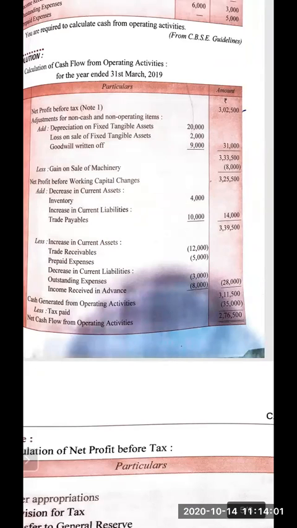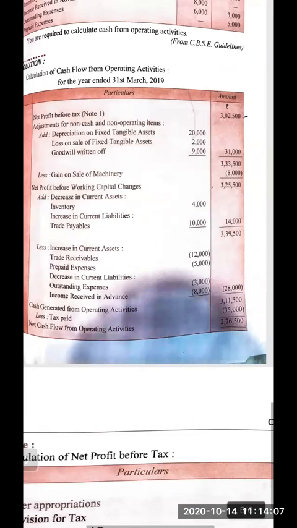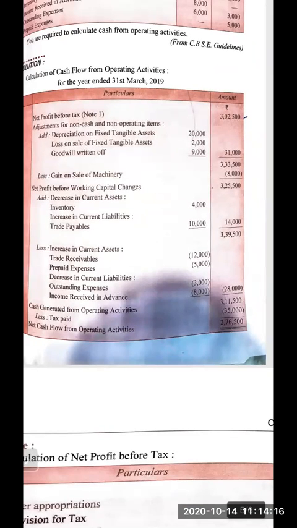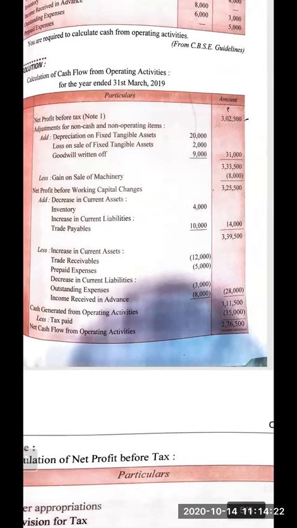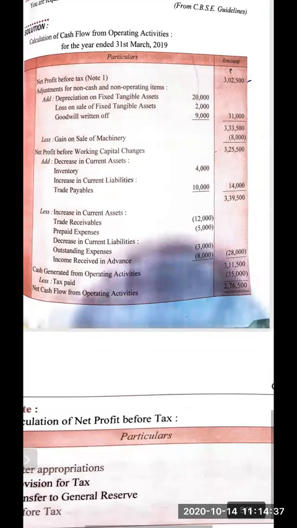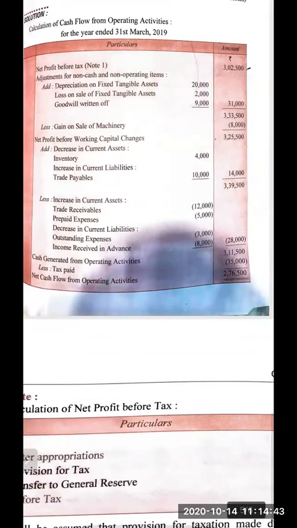After operating these items, we will get the operating profit. Before treating these items, we had the net profit before working capital changes. Now, after treating those items, we will get the cash generated from operating activities. What is the cash generated from operating activities? It is 3,11,500. Tax has been paid out of that, and finally, we will get the cash flow from operating activities.